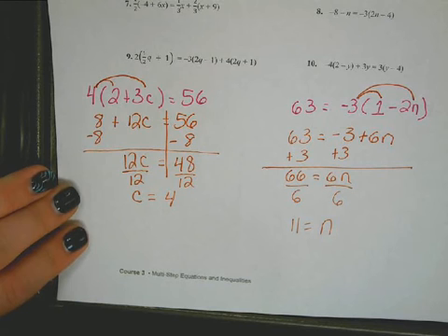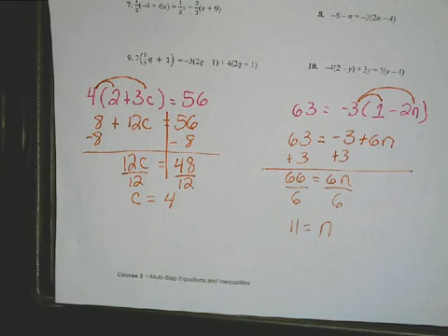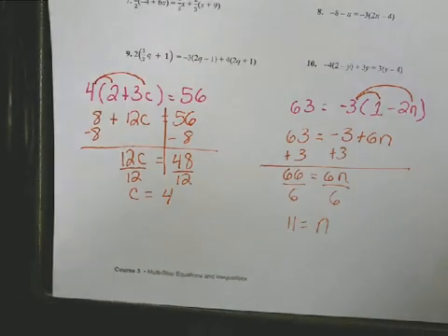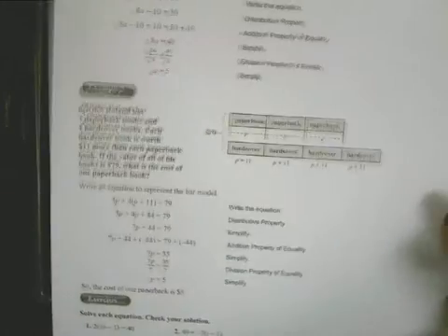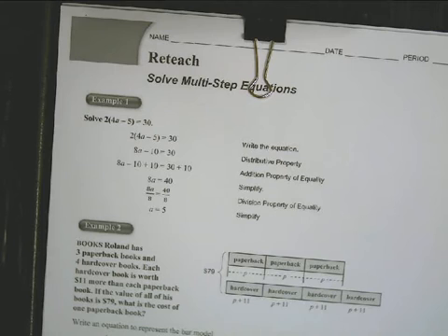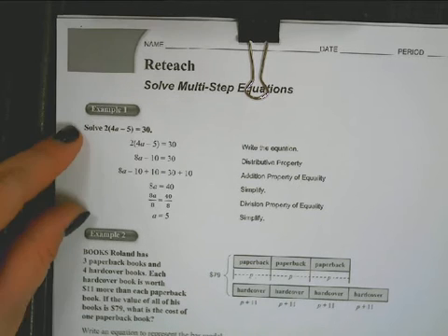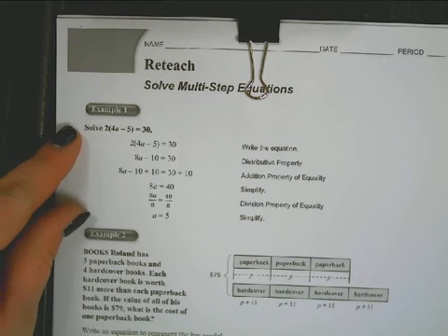Okay, on your homework, in just a minute, you are going to get this worksheet. This is read, teach, solve multi-step equations. So if you look at this, there's an example 1 and example 2. Work out the problems for you. There are 6 problems at the bottom. You are completing all 6 in your spiral notebook.